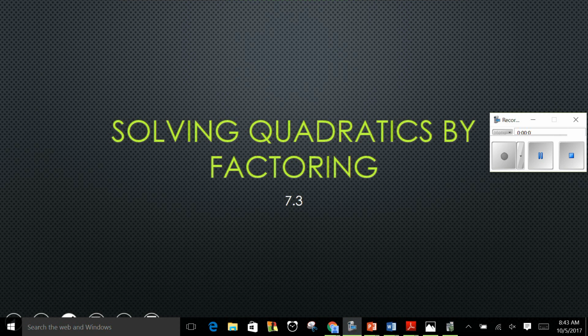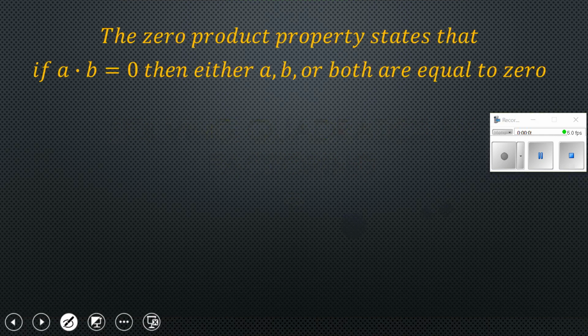Hello everybody, today we're going to look at solving quadratics by factoring. In my last video we talked about solving quadratics, so if you need some assistance with that, make sure you refer back to that. So today we're going to start with the zero product property. It states that if A times B equals 0, then A, B, or both are equal to 0.